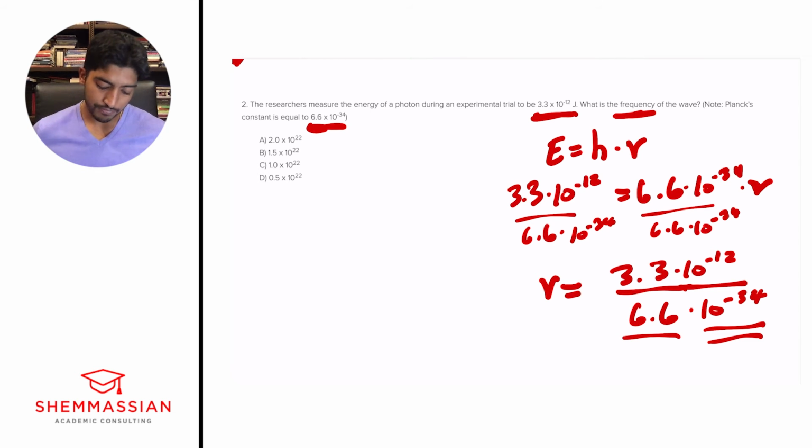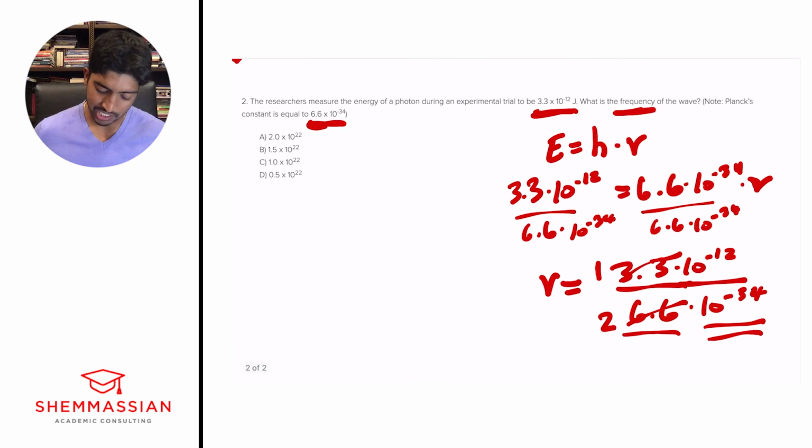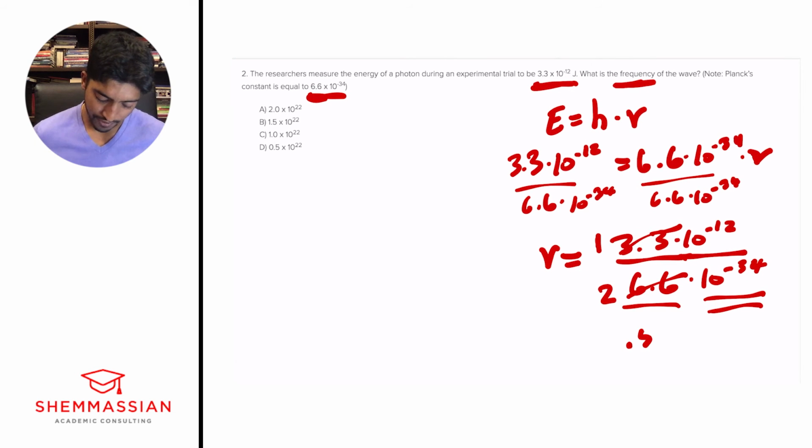And so here, the 3.3 over 6.6 is the numbers part, right? And so 3.3 and 6.6. What's kind of similar about that? Well, 3.3 is 1/2 of 6.6. So that is just 1 over 2. And what is 1 over 2 written as a decimal? 0.5, okay? And so right away, we see that the number should have 0.5 or it should start with a 5, one of those.